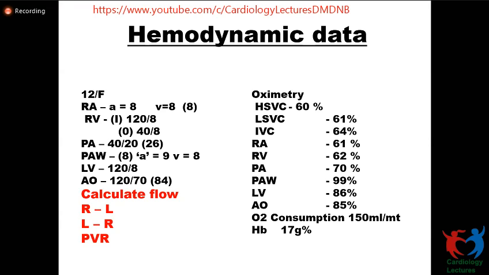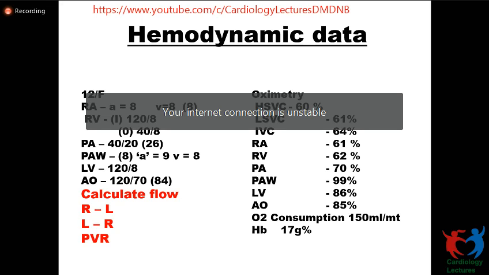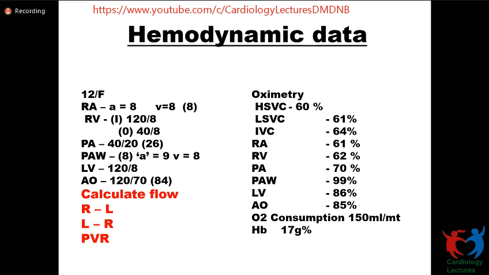LV systolic pressure 120, diastolic 8, so no gradient across the mitral valve as well. Very good. And aortic systolic pressure 120, diastolic 70, so mean is 84, normal, so no gradient across the aortic valve also. Very good, excellent. I think you are doing very well. I think you are very confident also. Excellent. Okay, right? Yes. Now, coming to the oximetry data.